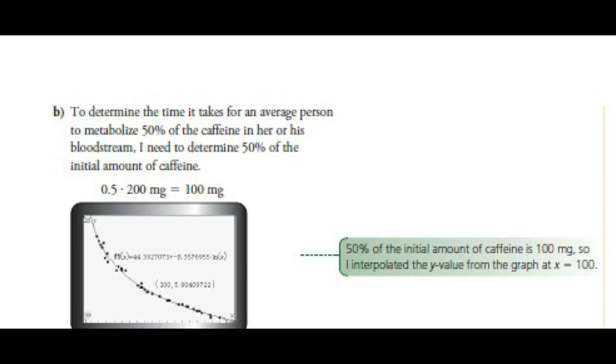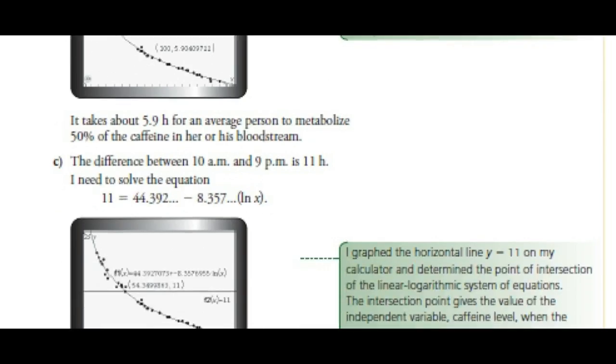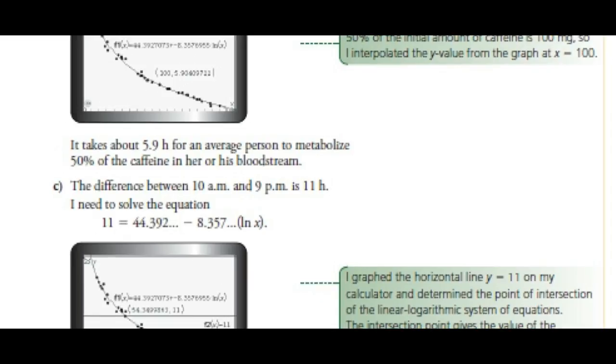And then basically just ask some questions. How long does it take to metabolize 50% of the caffeine? Okay, so you put in 0.5 times 200. So how long does it take to have 100 milligrams? You draw a line at 100 milligrams. You say it takes about 5.9 hours. So it takes the average person about that long.